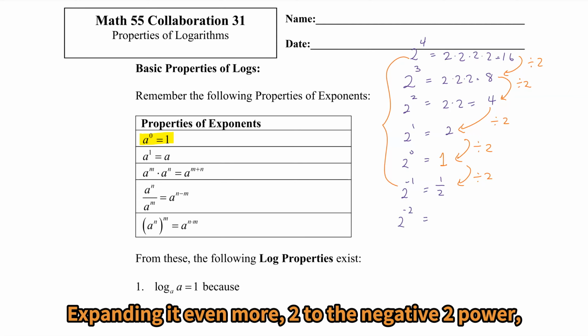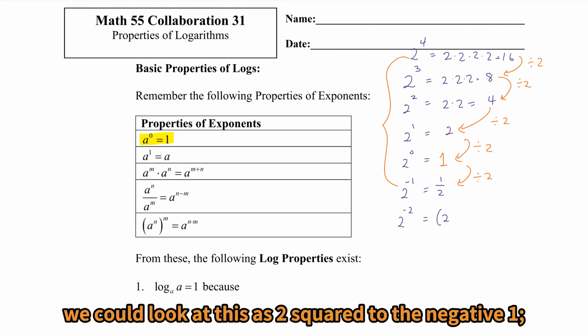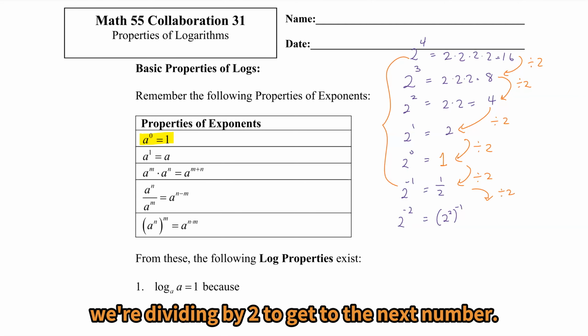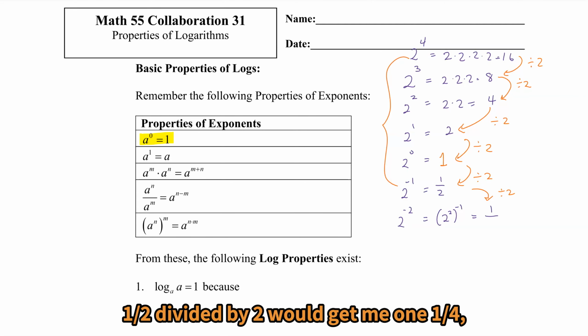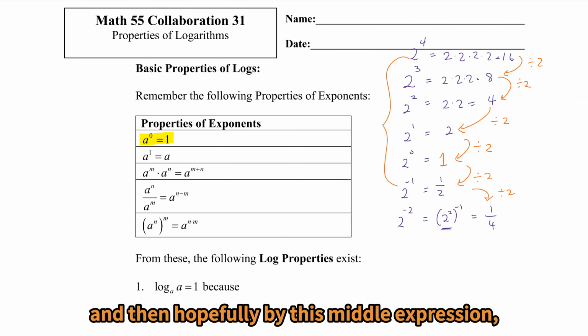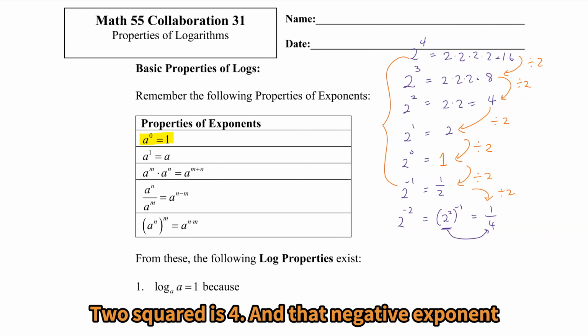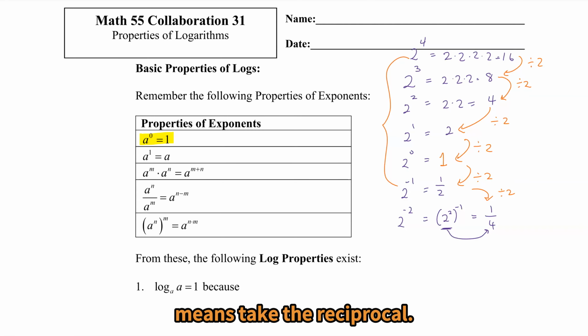and that's how we get this negative exponent to mean a reciprocal. Expanding it even more, 2 to the negative 2 power, we could look at this as 2 squared to the negative 1. That's 4. 4 to the negative 1. And again, we're dividing by 2 to get to the next number. 1/2 divided by 2 would get me 1/4. And then hopefully by this middle expression, you can see the 4. 2 squared is 4. And then that negative exponent means take the reciprocal. These exponents have a pattern, and we need to maintain that pattern throughout all of our numbers.